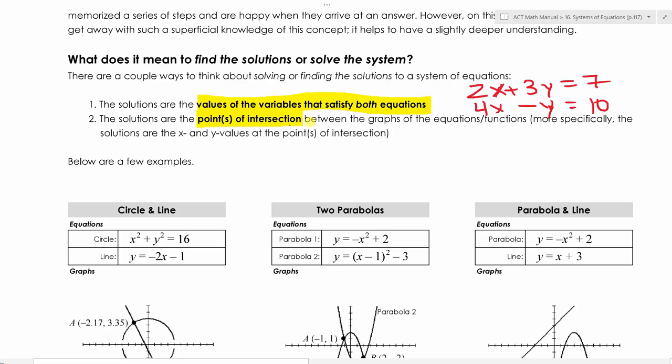The other way that you can think about this is you're trying to find points of intersection between the graphs that correspond to these equations. So these are two linear equations. If we were to plot these linear equations on the xy coordinate plane, we may find, for instance, and this is not necessarily accurate, but we may find that they intersect here. Well, that point of intersection is also the solution set. That point of intersection will be the x and y value that make both of the equations true.